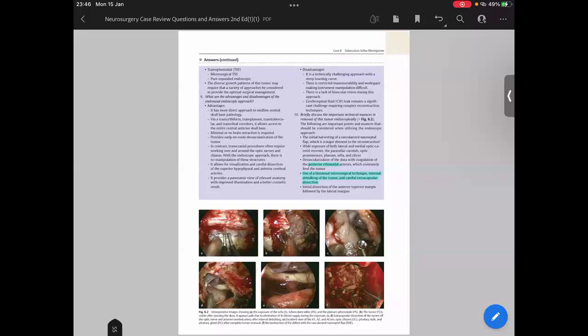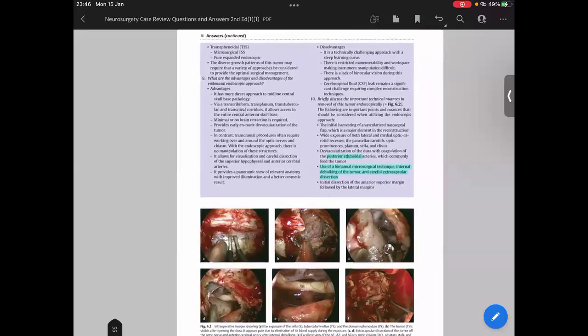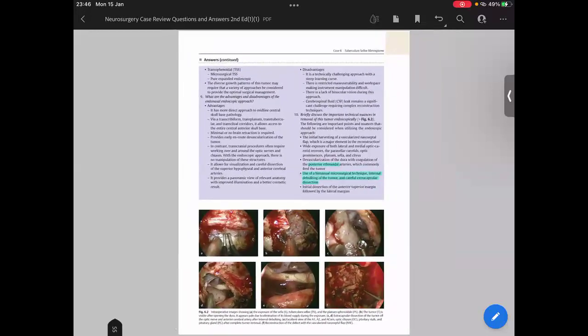On the other hand, the transcranial procedures often require working over and around the optic nerves and the chiasm. But with an endoscopic approach, there is no manipulation of these structures. Then it allows for visualization and careful dissection of the superior hypophyseal and anterior cerebral arteries, provides a panoramic view of the relevant anatomy with improved illumination and better cosmetic results.